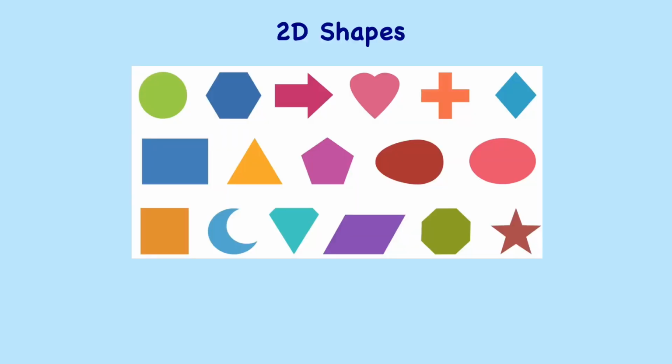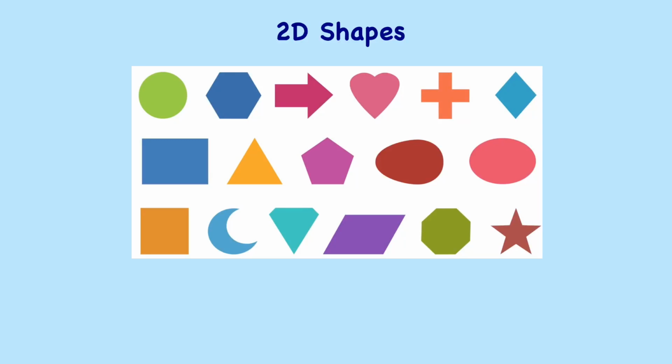Recognise and name 2D shapes. This video is going to look at 2D shapes. 2D shapes are flat shapes. Have a look at these shapes. Can you find any way of sorting these shapes?